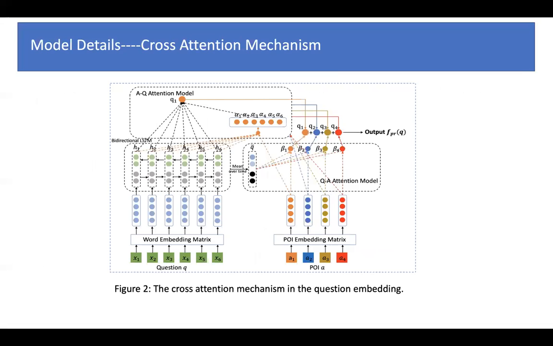This picture shows the cross-attention mechanism in the question embedding. The mechanism contains two parts, the A to Q attention model and the Q to A attention model. The former embeds the question according to different tags of POI, forming one embedding for each tag, and the latter learns the weights corresponding to the vectors obtained from the last step.